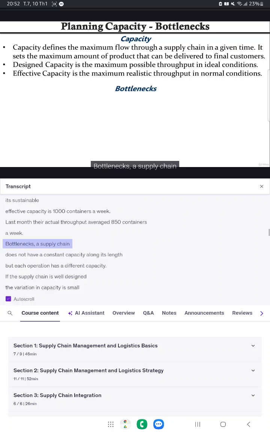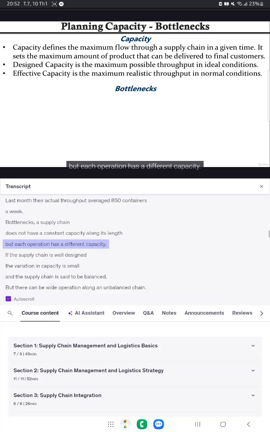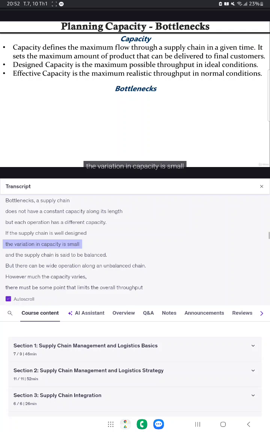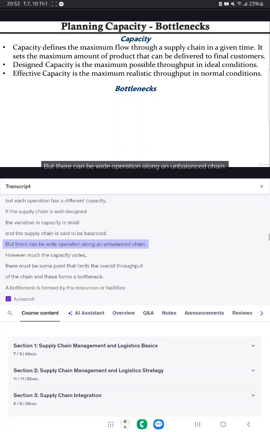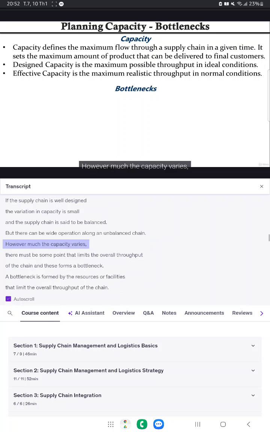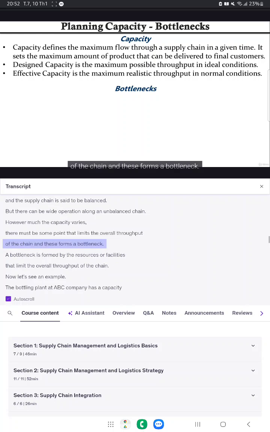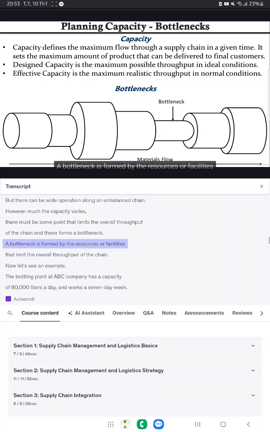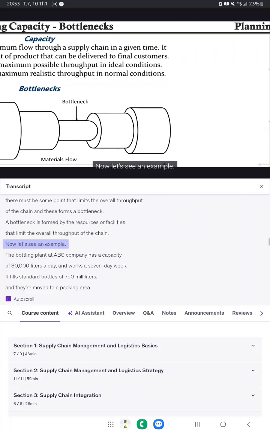Bottlenecks. A supply chain does not have a constant capacity along its length, but each operation has a different capacity. If the supply chain is well designed, the variation in capacity is small and the supply chain is said to be balanced. But there can be wide variation along an unbalanced chain. However much the capacity varies, there must be some point that limits the overall throughput of the chain, and this forms a bottleneck. A bottleneck is formed by the resources or facilities that limit the overall throughput of the chain. Now let's see an example.